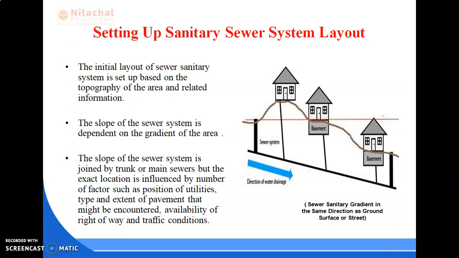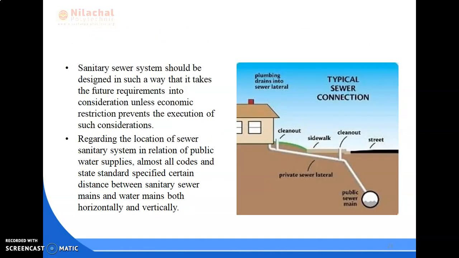The sewer system is joined by trunk or main sewers, but the exact location is influenced by a number of factors such as position of utilities, type and extent of pavement that might be encountered, availability of right of way, and traffic conditions. Next, the sanitary sewer system should be designed in such a way that it takes the future requirements into consideration, unless economic restriction prevents the execution of such considerations.